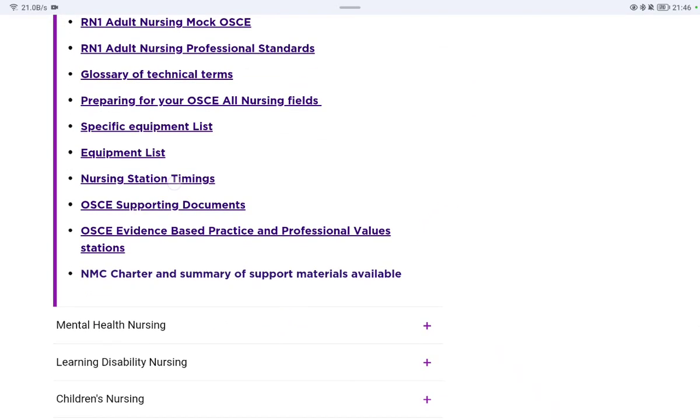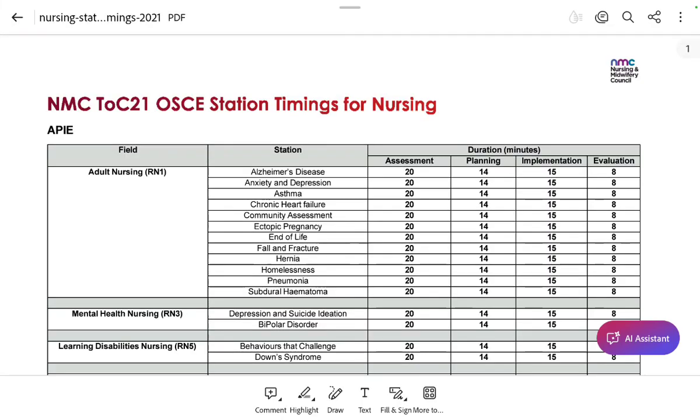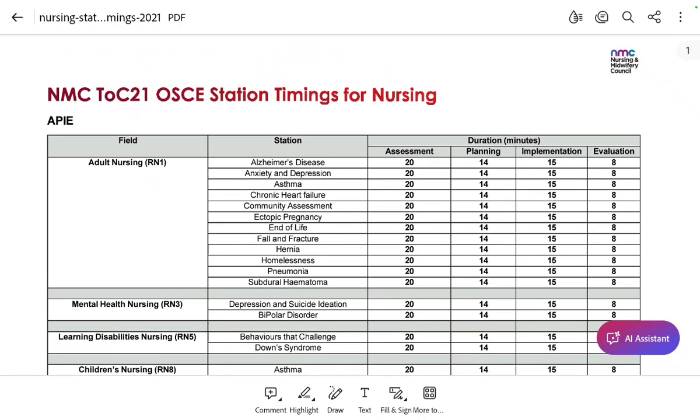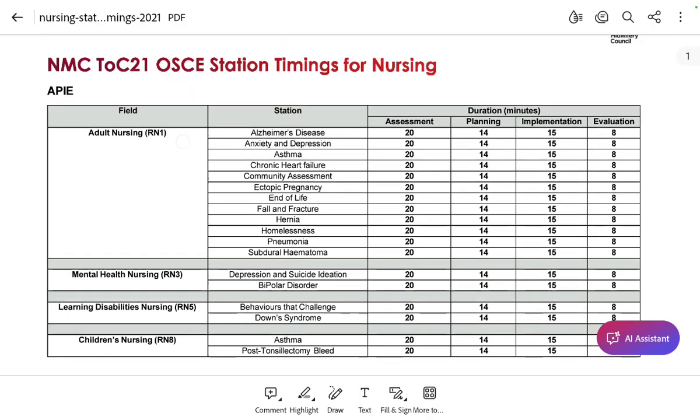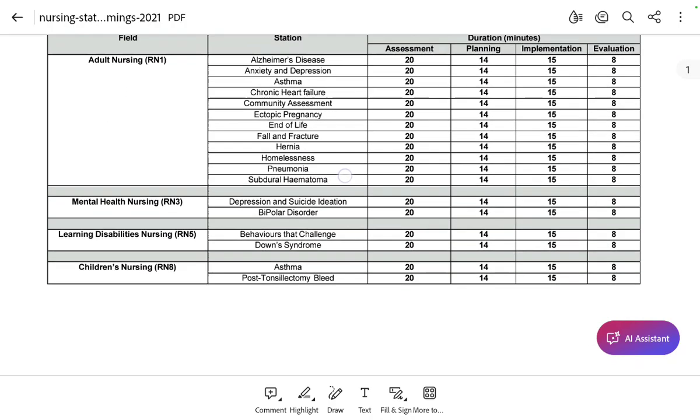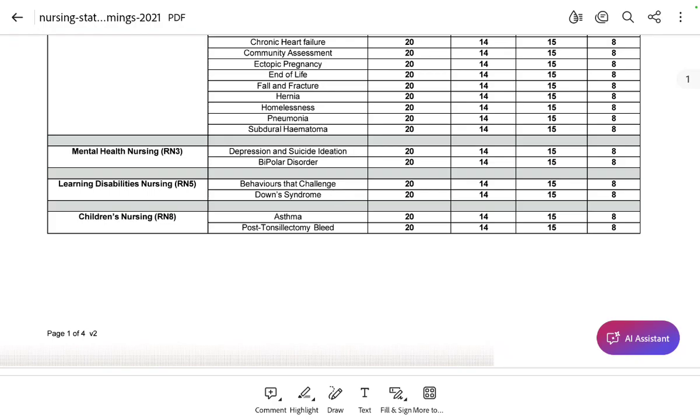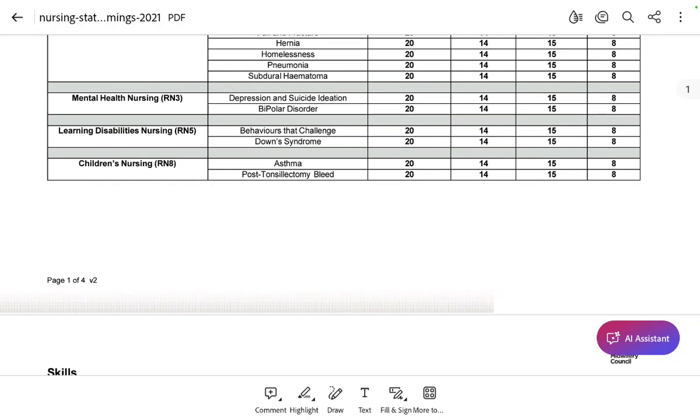Then we'll just go through the nursing station times. So basically, you'll go through 10 stations. The first 4 stations are API stations, or assessment, planning, implementation, and evaluation. For the adult nursing, you will find most of the procedures are for adult compared to mental health, for example, and learning disabilities nursing or the mental health nursing.